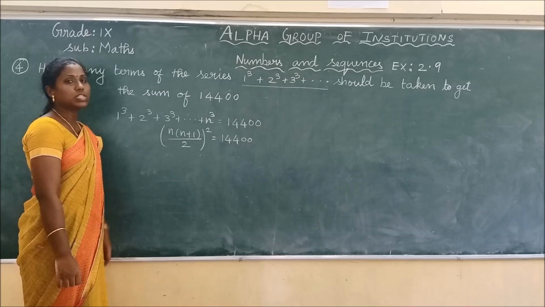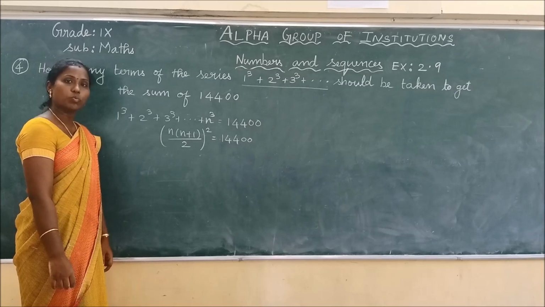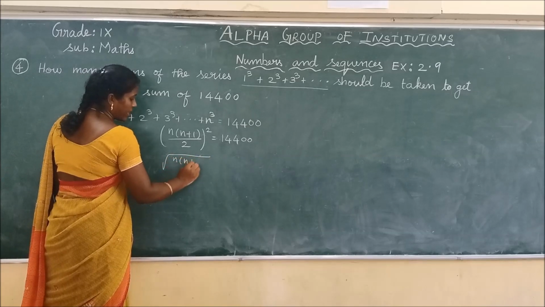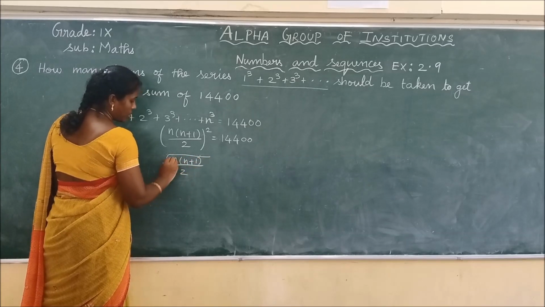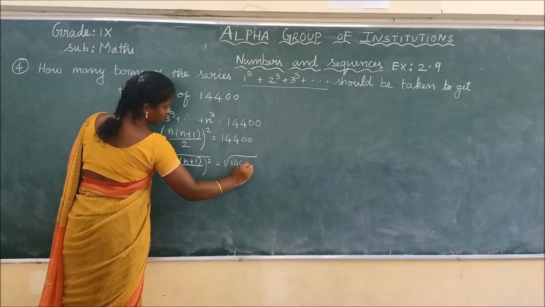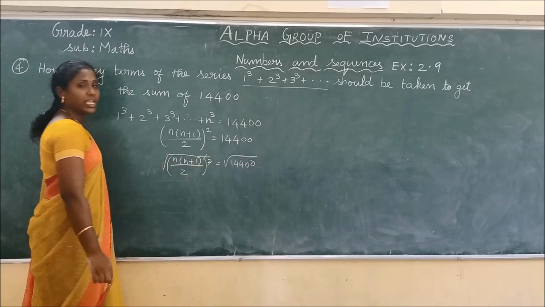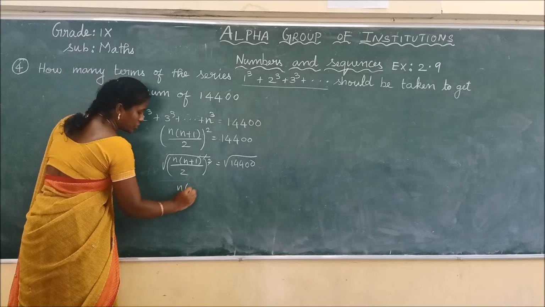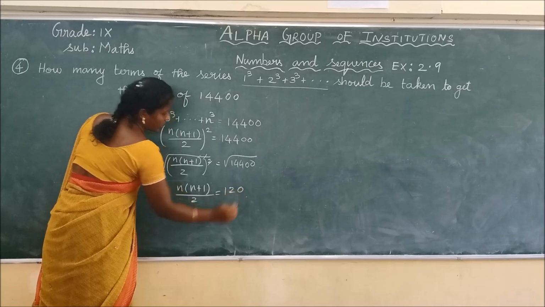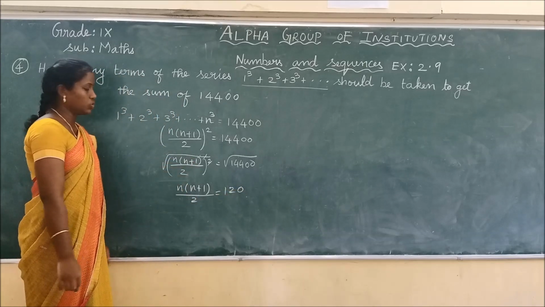Okay, if I want to remove the square, we have to take the square root on both sides. If I take the square root on both sides, n into n plus 1 by 2 the whole square is equal to the square root of 14400. The square root here will get cancelled. So n into n plus 1 by 2 is equal to 120. The square root of this is 120.